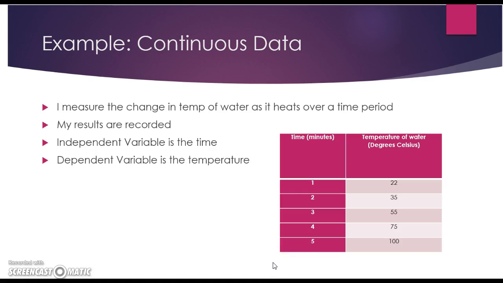So continuous data now. Continuous data has an infinite number of midway points between one independent variable point and the next. So it should usually be used when the independent variable is time or distance or mass, etc. In this example, I'm measuring the change in temperature of water as it heats over a time period. You can see my results are recorded. The independent variable is the time. The dependent variable is the temperature.